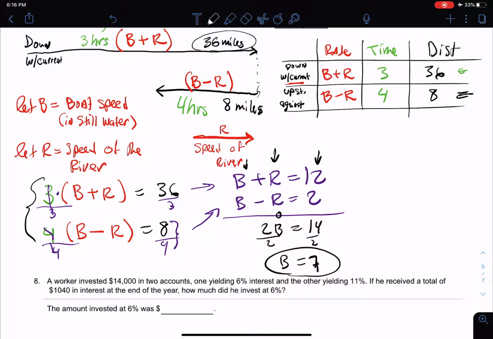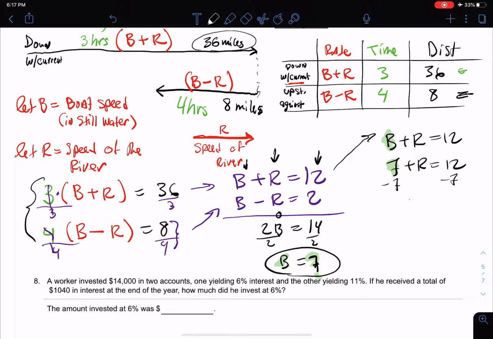So why don't we take this equation right here, which said B plus R equals 12, and put in, well, if B equals 7, can I replace this with 7? And the answer is yes, you can. 7 plus R equals 12, and I subtract 7 off of both sides, and I get R equals, what is that? 12 minus 7, that's going to be 5.